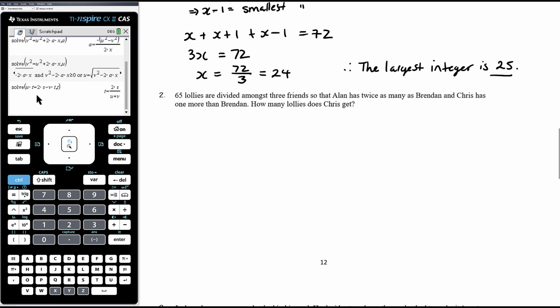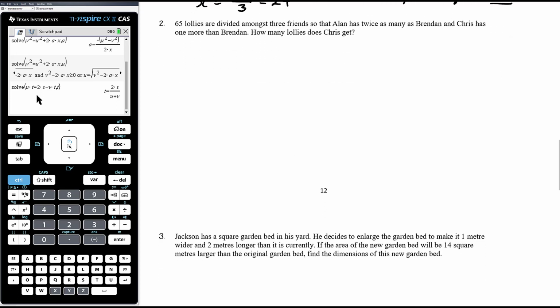Okay, question 2. 65 lollies are divided amongst three friends so that Alan has twice as many as Brendan and Chris has one more than Brendan. How many lollies does Chris get? Okay, again, what do we want to let the unknown be? Now I could let A be the number of lollies that Alan has, or B be the number of lollies that Brendan has, or C be the number of lollies that Chris has.